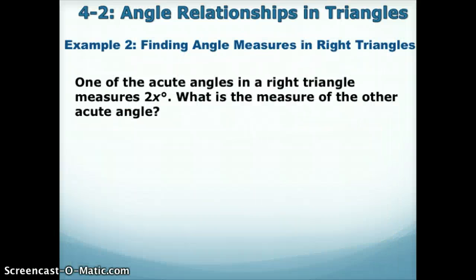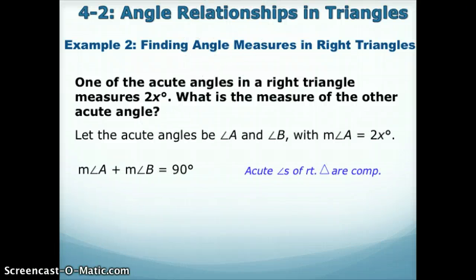Alright, so some examples that go along with that. One of the acute angles in a right triangle measures 2x. What is the measure of the other acute angle? So let's say we have two angles. We'll call one A and one B. The first one we'll say is the one that has the measure of 2x. Well, I know that if they are two angles of a right triangle, they should add up to equal 90. We said they'd be complementary.